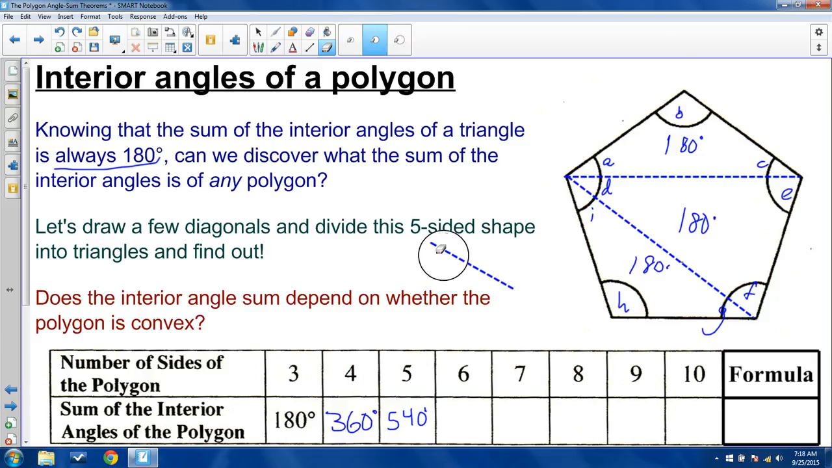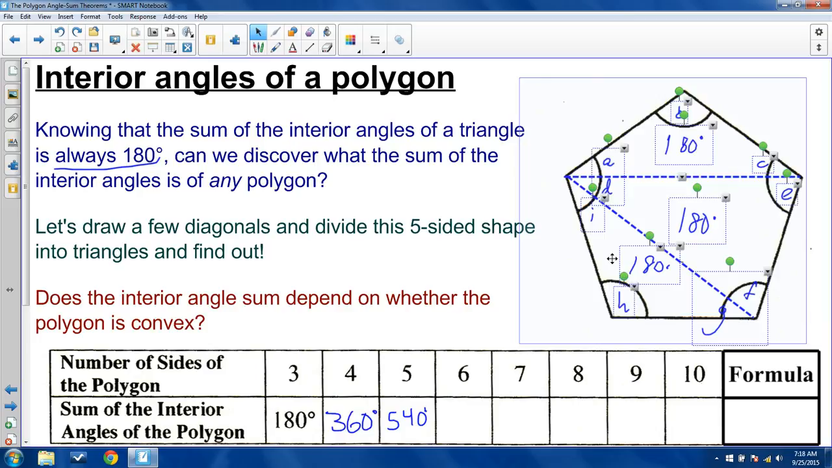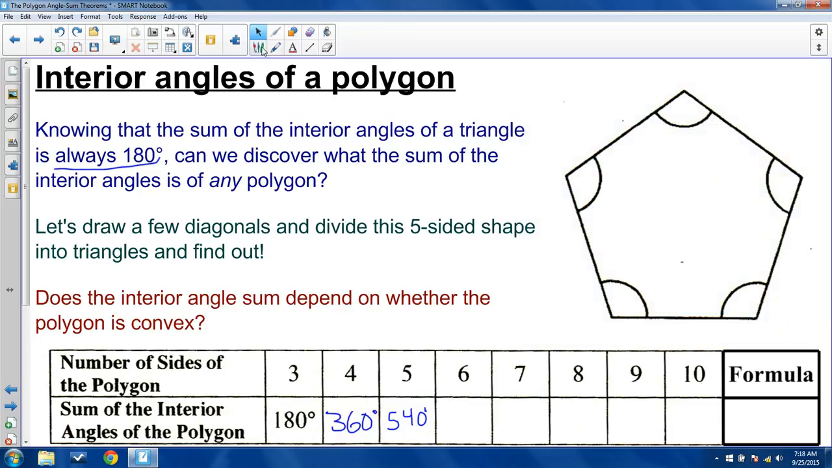And what I can do now is formulate a conjecture based on a pattern that I'm noticing here. You might say something like, oh, I'm going from 180 to 360, so I'm doubling my amount. And I'm going from 360 to 540, so I'm doubling my amount? Not really. So you have to come up with another pattern.